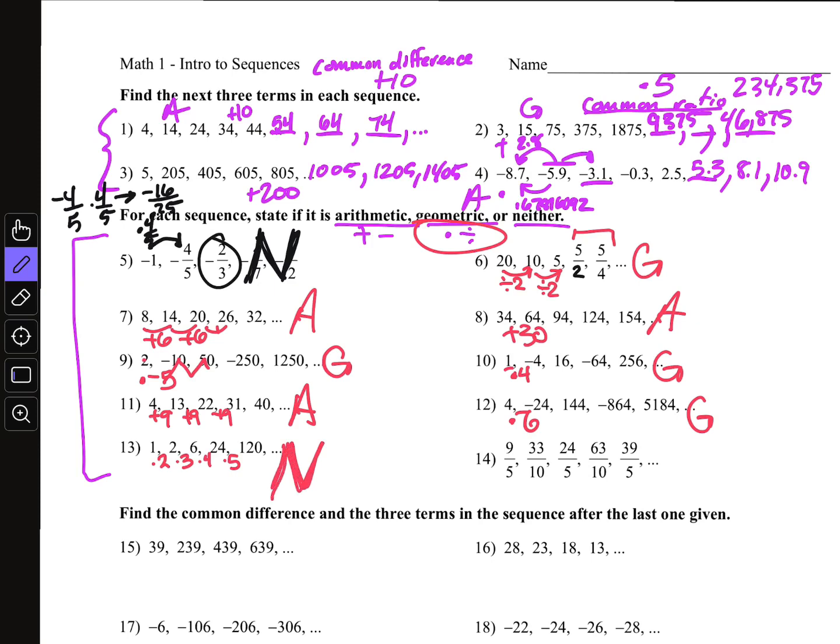Okay, this last one, 14. 9/5 to 33/10 to 24/5. Okay, notice we go from 5 to 10 to 5 to 10 to 5. There is a pattern there, okay? Unlike this one that didn't have a pattern. So there could be something happening here. So what if I went 33/10 minus 9/5? 9/5 times by 2 is 18/10. 33 minus 18 gives me 15/10, which would be what, 3/2?